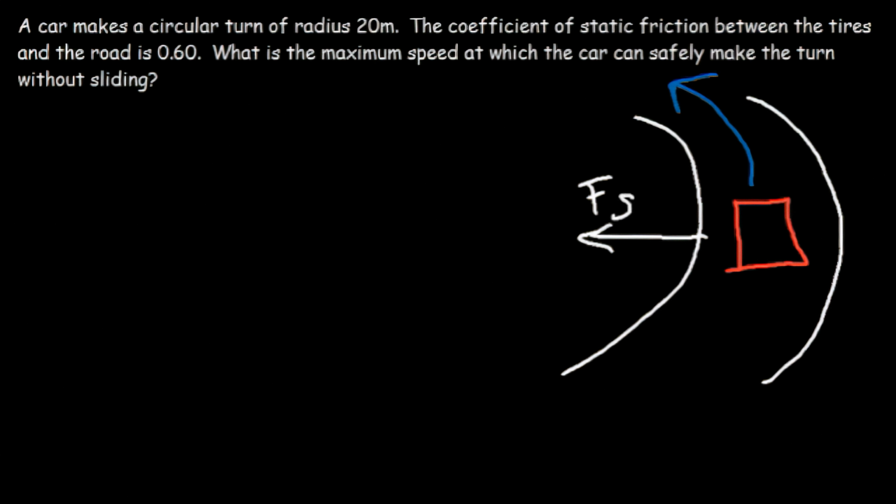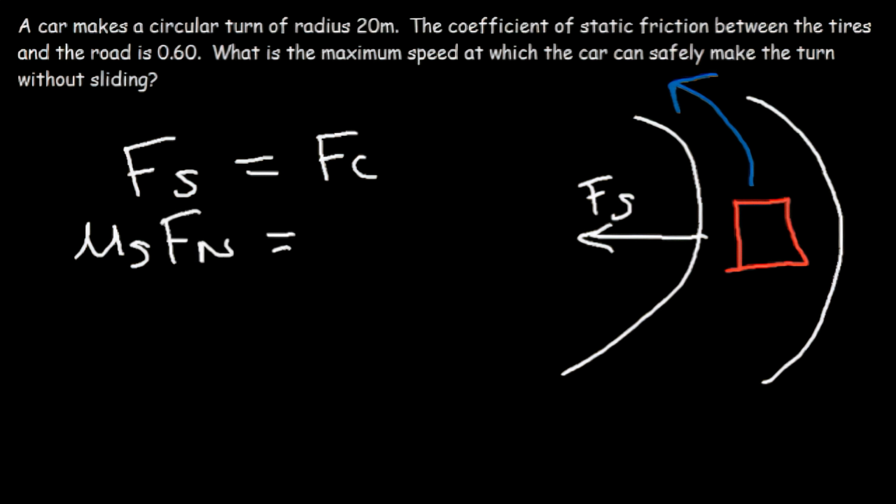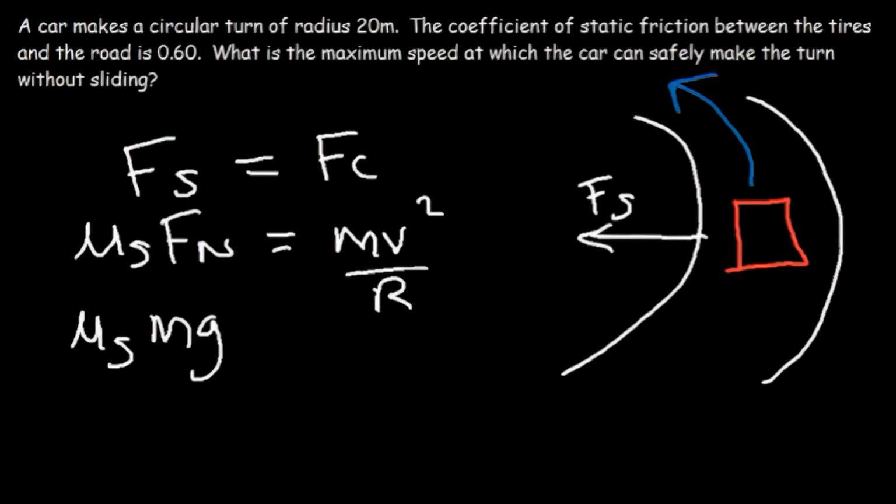To solve this problem, since static friction provides the centripetal force, you want to set these two forces equal to each other. Static friction is equal to mu s, which is the coefficient of static friction, times the normal force. The centripetal force is mv squared over r. And in this problem, we don't have a bank curve. It's a level road. The car is simply making a turn on a flat surface. The normal force for a flat surface is mg.